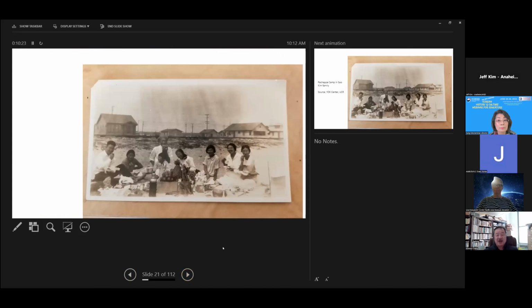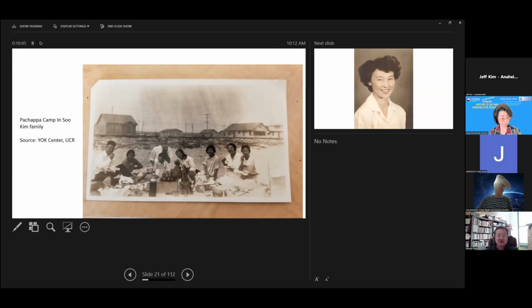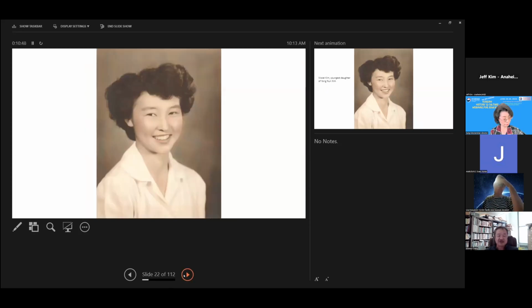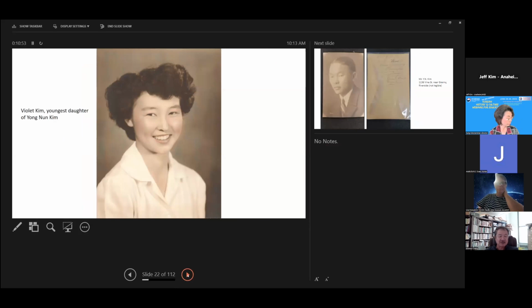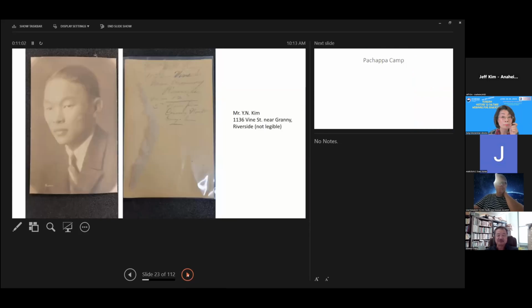And this is possibly a picnic of Insu Kim's family. Pachappa camp, I don't know, because in 1918, Pachappa camp disappeared and they relocated to nearby Vine Street. So whether this is Pachappa camp or not is still unclear, but possibly. And this is Violet Catherine Kim's photograph, the youngest daughter of Young Kim, who served as caretaker of Pachappa camp.